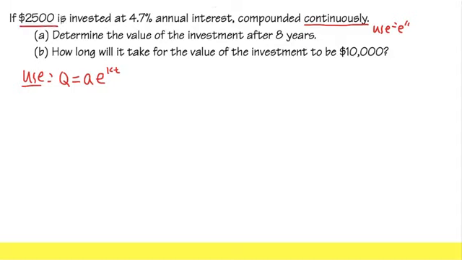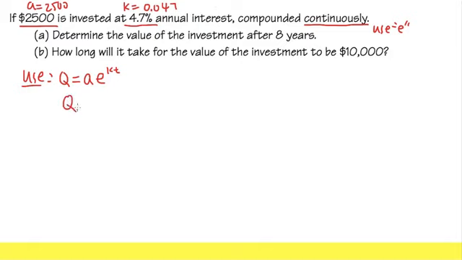Right here it says 2,500. That's the initial amount. So A is equal to 2,500. It's invested at 4.7%. This right here is the continuous growth rate because it says continuously. So that's the k. And again, whenever you see percent, be sure to change that to decimal. So you end up with 0.047, right?